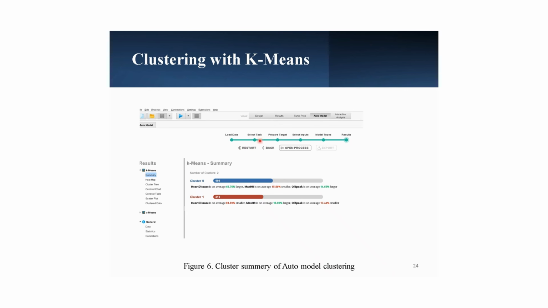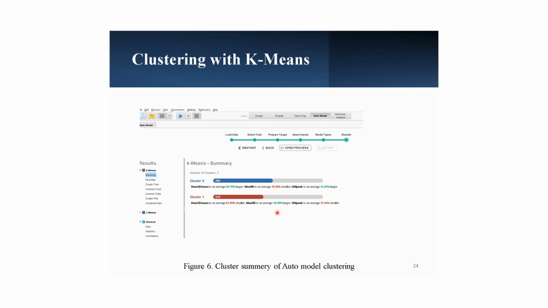Okay. This is the window of the clustering algorithm. Here also we build in Auto Model. Here select the task as clustering. Here also we prepare the target, select the inputs and model type. Here the model types are k-means and x-means, and run the process and we get the result. Here cluster 0 is the heart disease and cluster 1 is the normal.